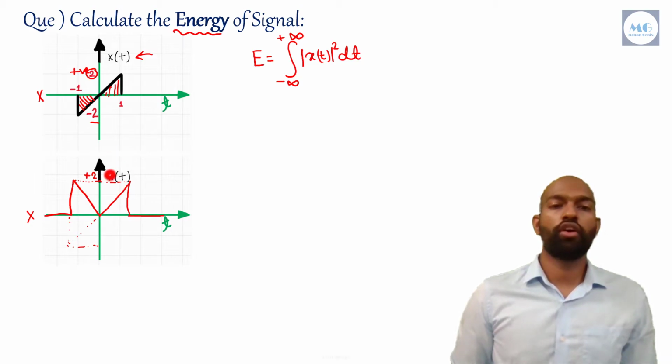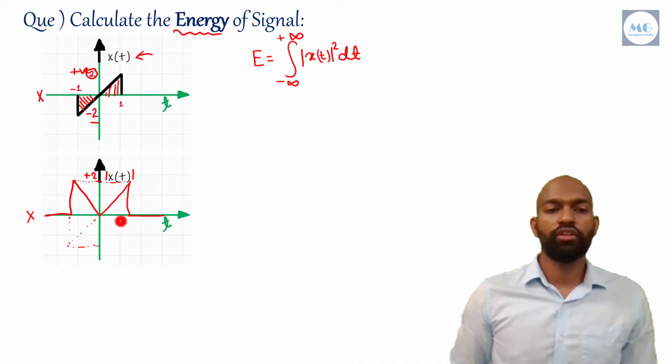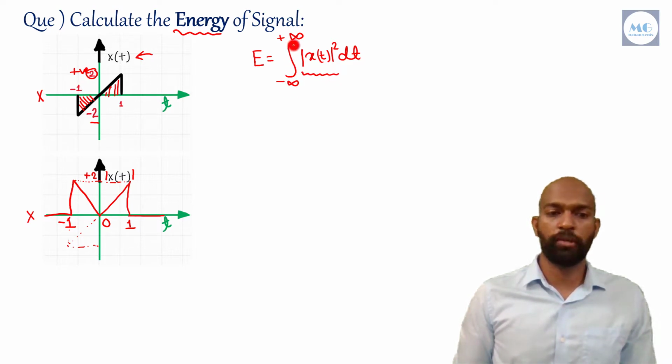Okay, hence we got mod xt. And what are these values? This is 0, this is plus 1, same as the question, and this will be minus 1. Okay, now come back to this formula. What we have to do is just integrate mod xt square from minus infinity to plus infinity.